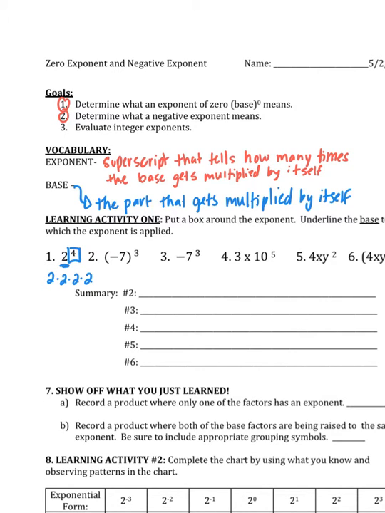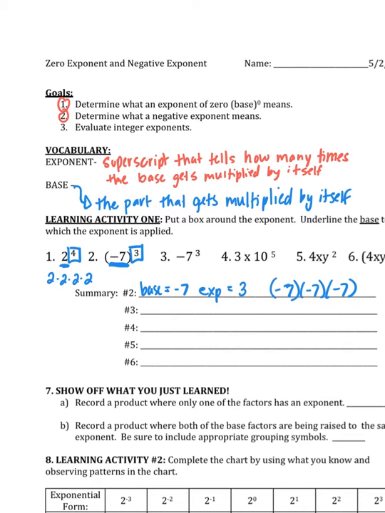All right. On the next one, the base is what's in the parentheses, and the exponent is 3. So my base is -7, and the exponent is 3. So that would mean we're taking -7 times itself 3 times.